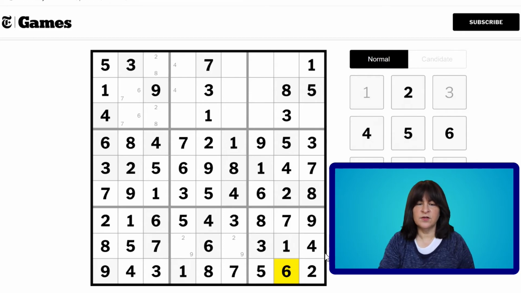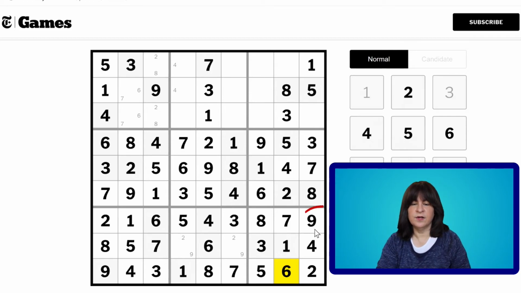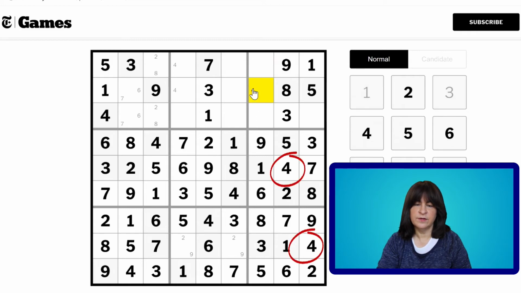Now looking around, I see we have the 9 here and here. So in block 3, the only place a 9 can go is here. And because of these two 4s, I can pencil in a 4 here and here. Let's see what numbers are still missing in this right stack. That's this vertical group of blocks on the right. We have all the 1s. We're missing the 2, so that can go here, here, or here.